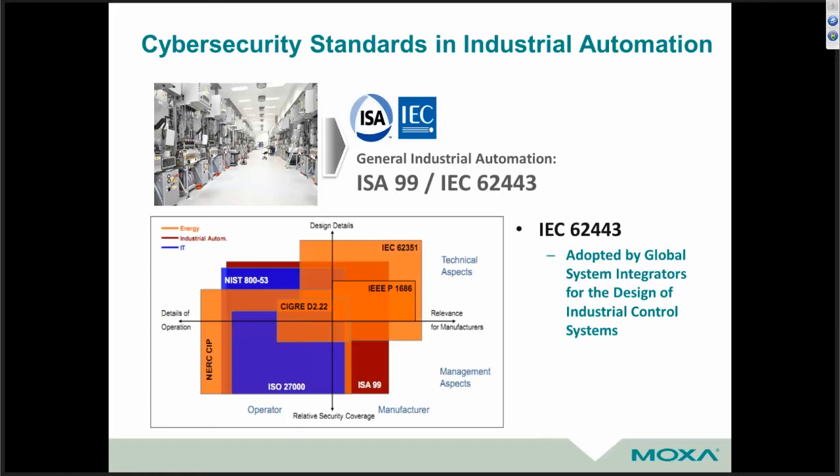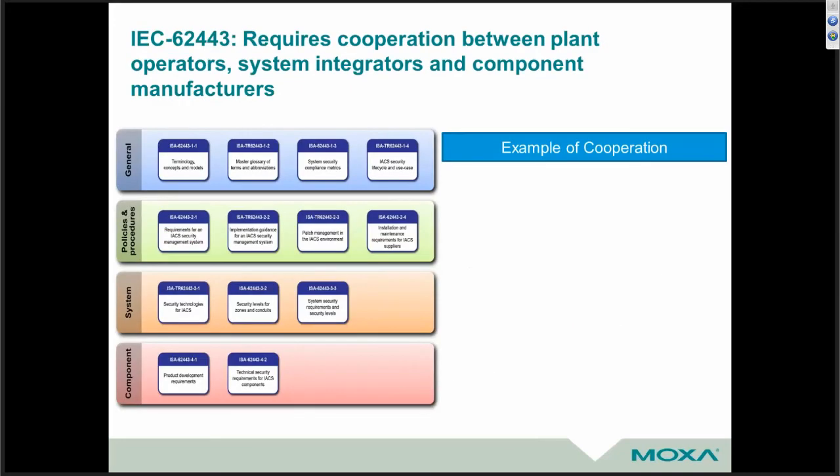So if we look closely at 62443, a little closer view, it shows you that it's really required that you have cooperation between the plant operators, the system integrators or system level designers, and the component manufacturers in order for this cybersecurity to really work. So what this means is that you can't just address security at one level, say at the component level, and expect your network to be secured.